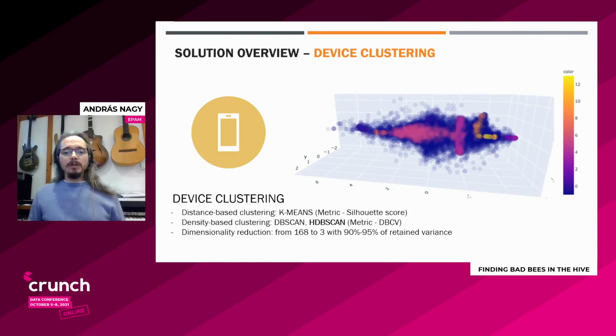Now, the visualization that we see here is showing a specific example of this clustering by mapping the original 168 dimensions into 3 in a dimensionality reduction process, and identifying denser areas as behavioral clusters, which are marked with the same color. And we have outliers here marked with blue.